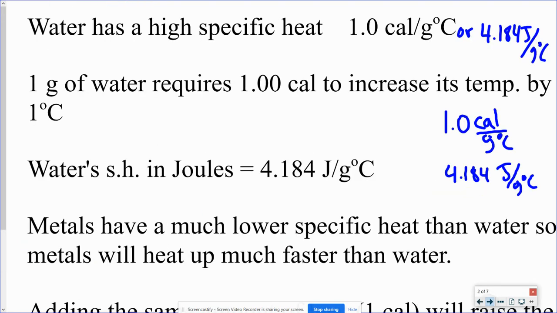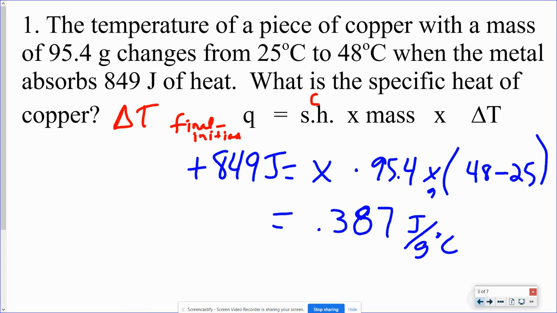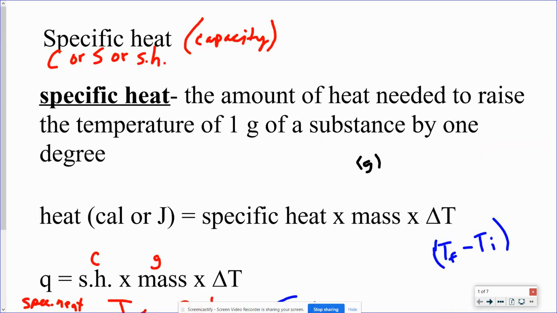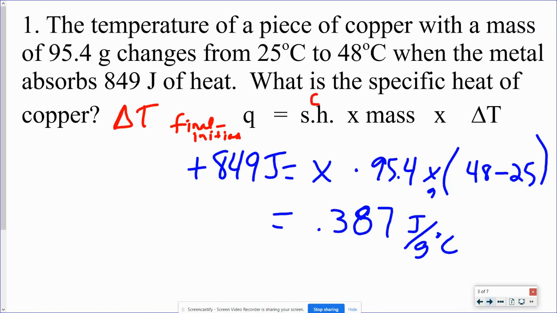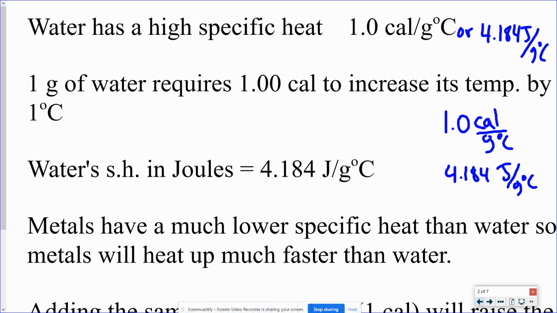Okay, so example problem. Oops, not yet. Let's do this first. Wow, it's getting ahead of me. There we go. All right.